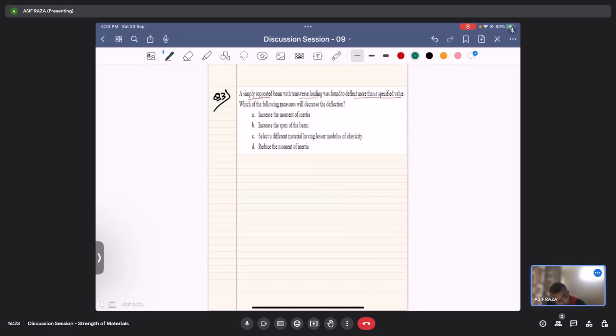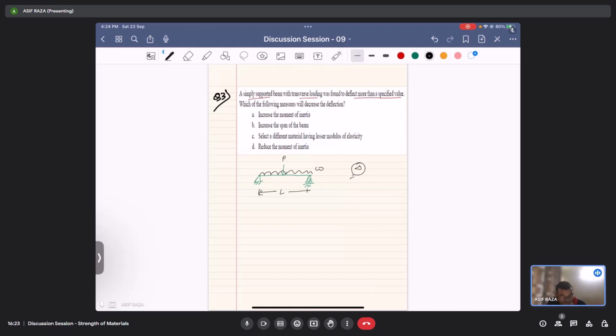This is the case of a simply supported beam, and there is a transverse loading. The transverse loading, be it an isolated load or a UDL as well. Now it says the beam was found to deflect more than a specified value. Which of the following measures will decrease the deflection? So if we are getting a certain deflection for this case, if we want to decrease the deflection, what should we do?